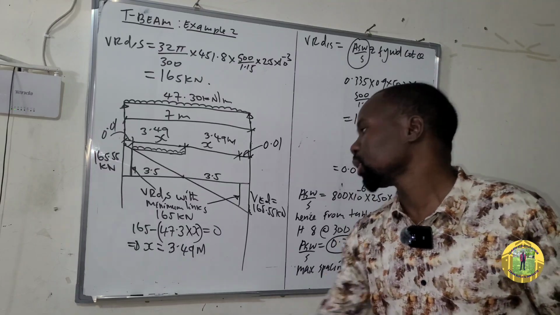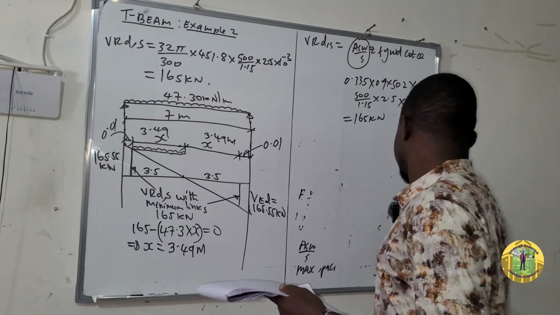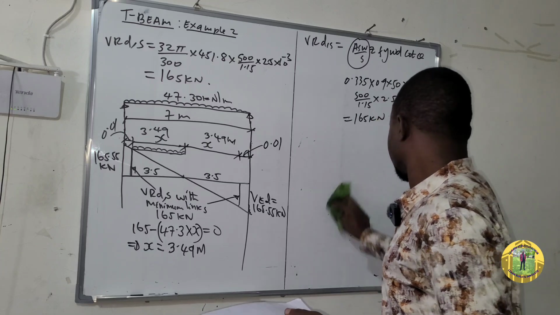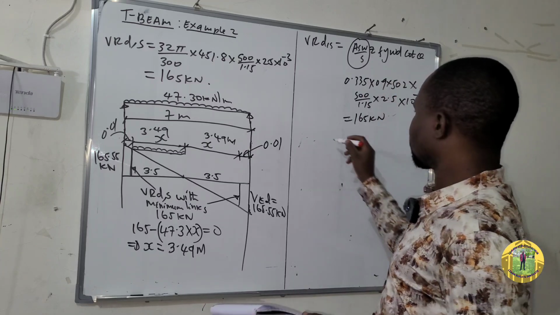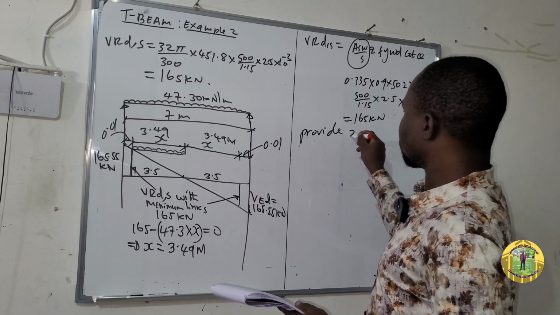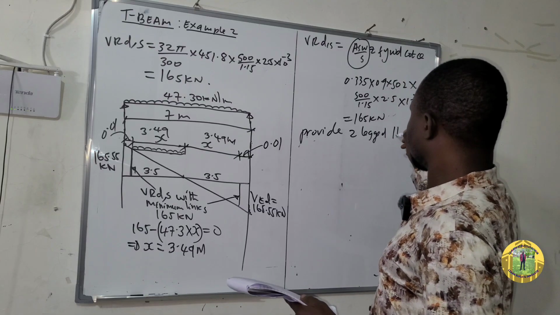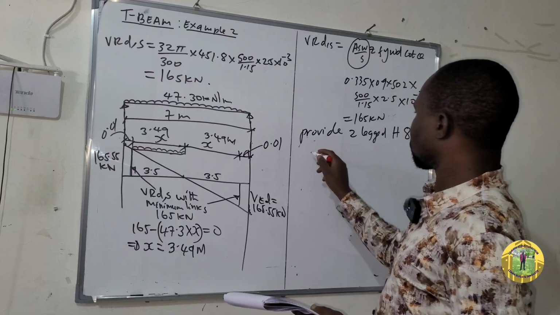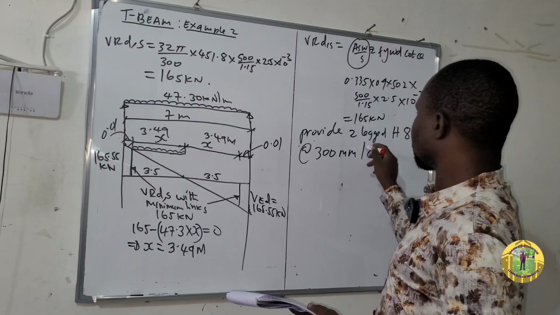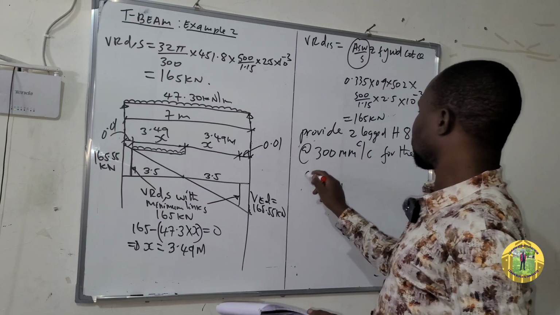Therefore, the final statement for shear reinforcement, you will say that provide two legged H8 at 300 millimeter center to center for the entire beam.